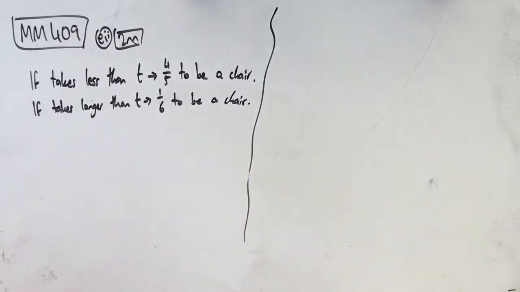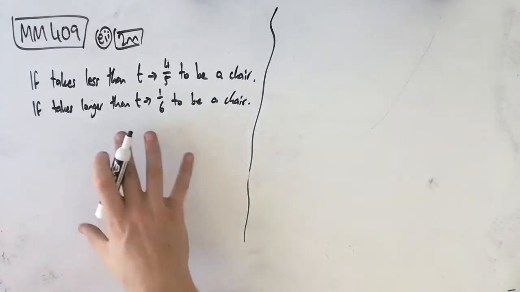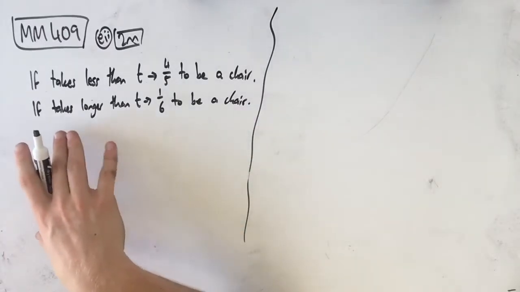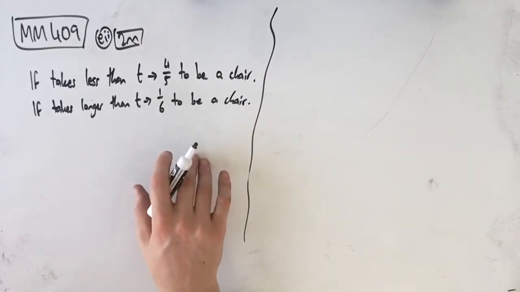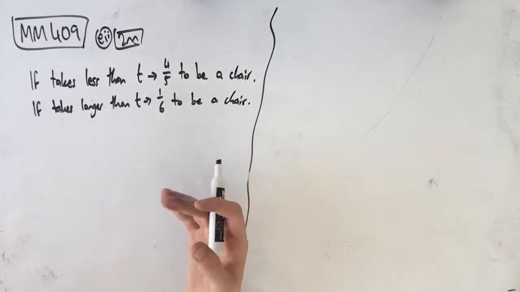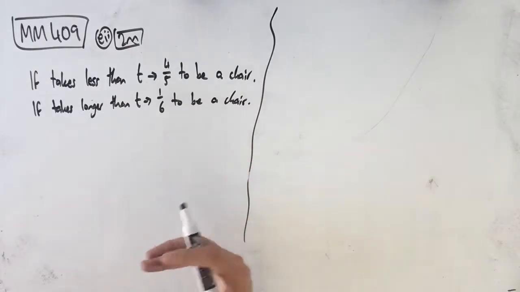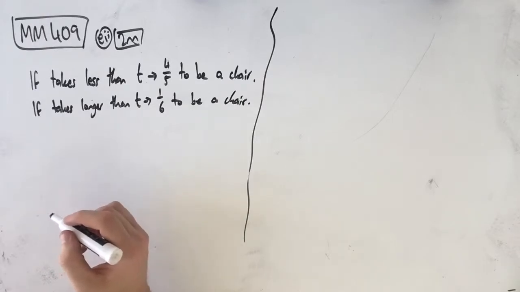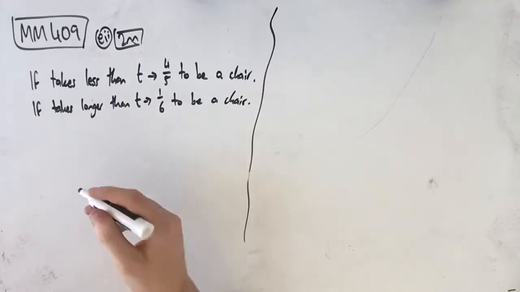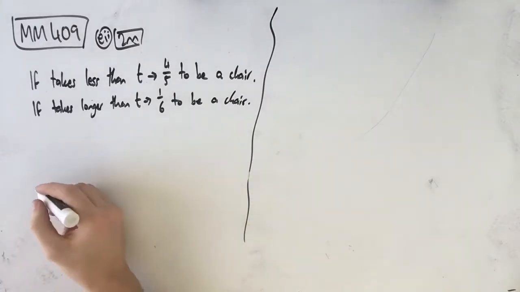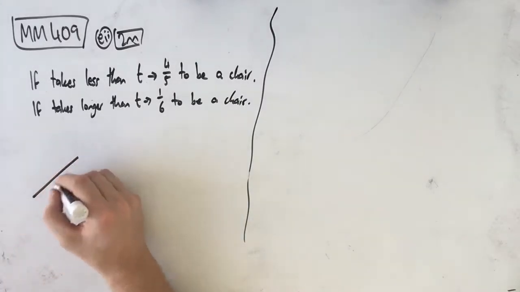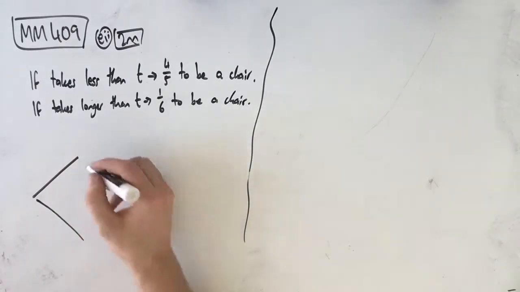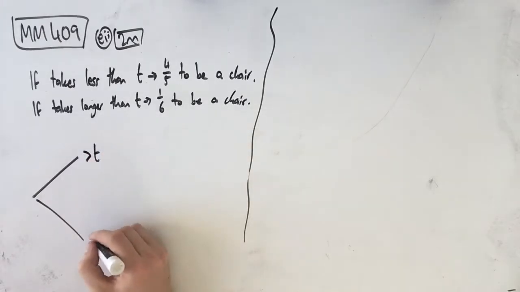Recognizing what kind of probability to use here is really important. As soon as we have something that depends on something else, this is called conditional probability. What we should do straight away is draw a tree diagram, because there's multiple pathways that this possibility can take. The time it takes influences whether it's a chair or not. So a chair can either take less than t hours or more than t hours, so we can say that it's more than t or less than t.